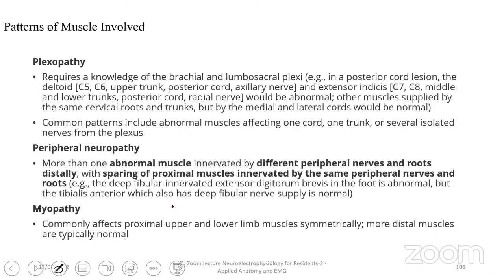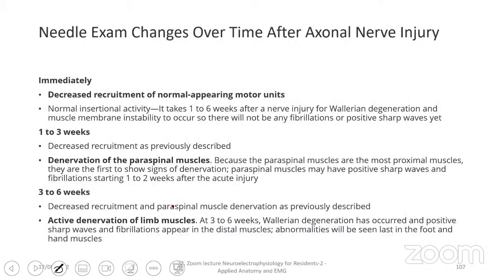More than one abnormal muscle innervated by different peripheral nerves and roots distally, with sparing of proximal muscles innervated by the same peripheral nerves and roots, suggests peripheral neuropathy, the dying-back phenomenon. The deep fibular nerve, common peroneal nerve innervated extensor digitorum brevis in the foot is abnormal. The tibialis anterior, which also has deep fibular nerve supply, is normal. That is peripheral neuropathy. Myopathy commonly affects proximal upper and lower limb muscles symmetrically. More distal muscles are typically normal.